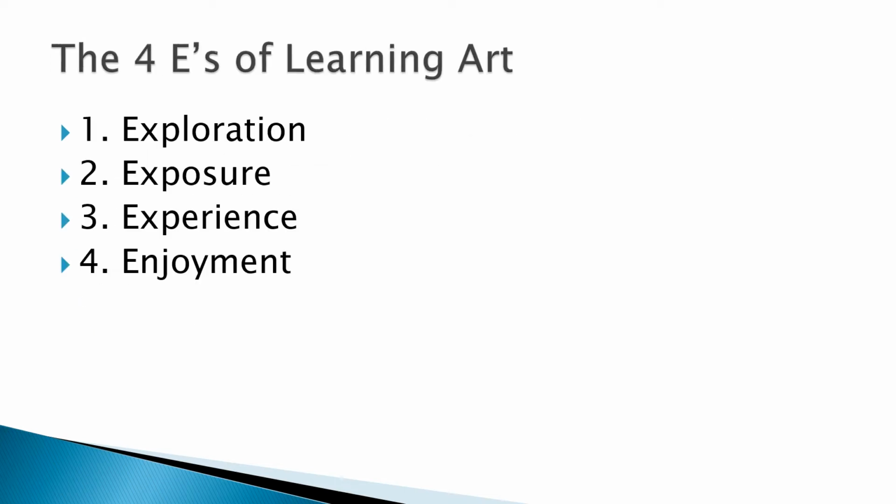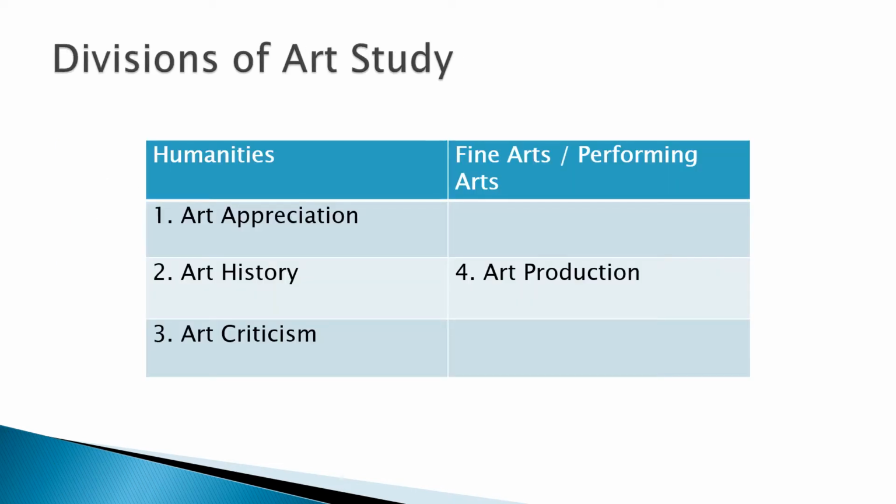The 4 E's of learning art is exploration, exposure, experience, and enjoyment. Art study is divided into 4 categories. 3 of these divisions fall under humanities: art appreciation, art history, and art criticism. The 4th division of art study falls under fine arts or performing arts, the production of artworks.